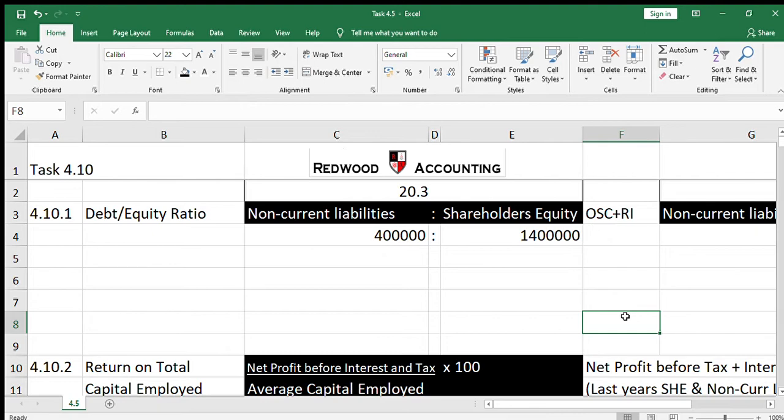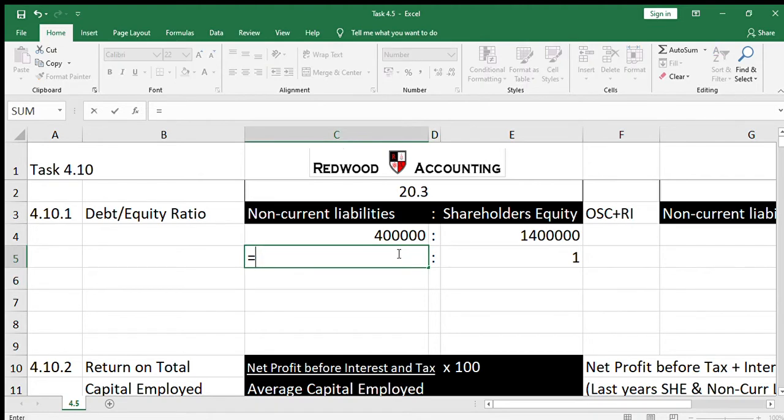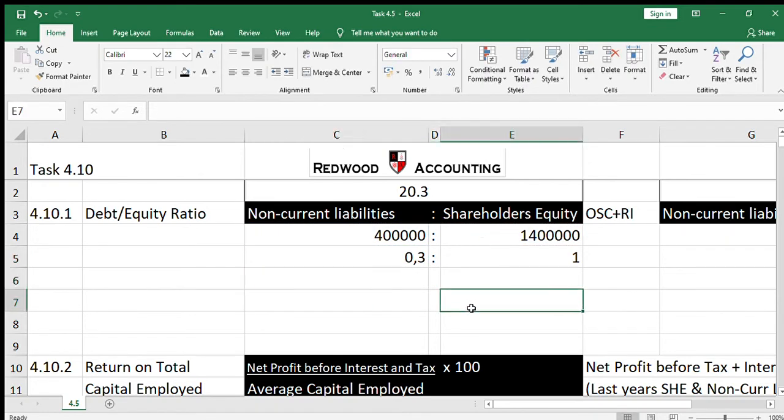Remember, risk refers to how much of loans are being utilized by a company. And when more loans are utilized, the company is at a higher risk because of the loan repayments and because of the interest. Like with the other ratios, we want to make the right-hand side become 1. So we're going to divide the left-hand side by the right-hand side. So we'll take 400,000 and divide by 1.4 million. Okay, so the answer is 0.3:1.